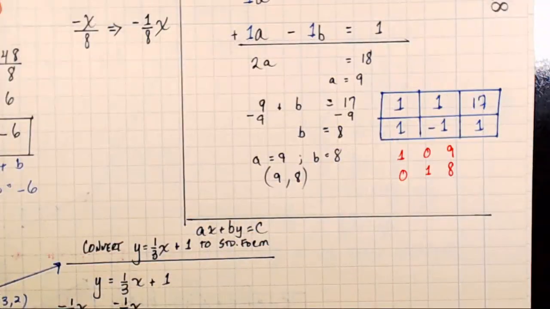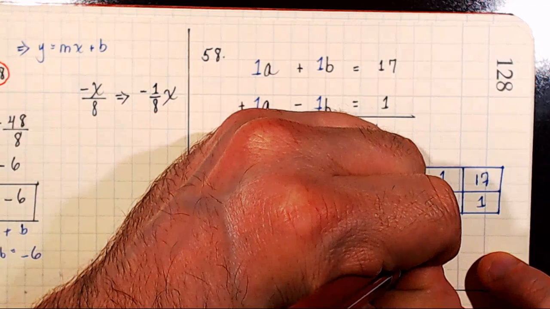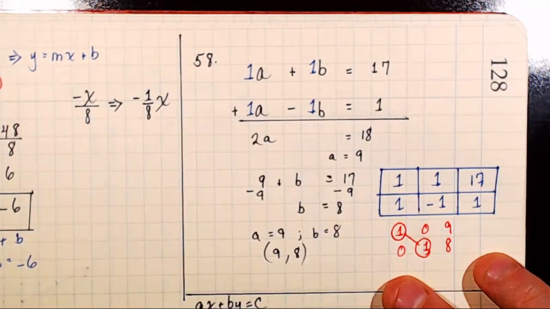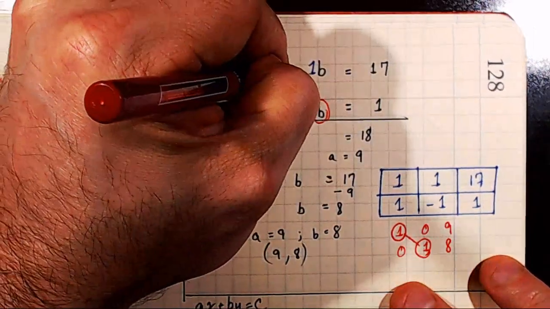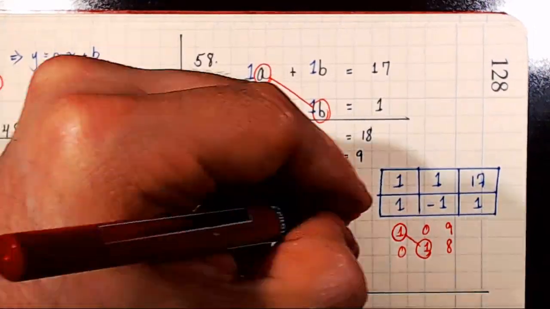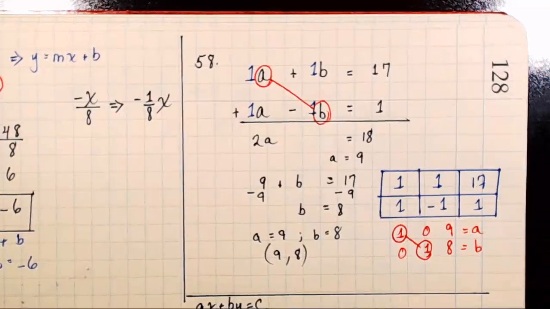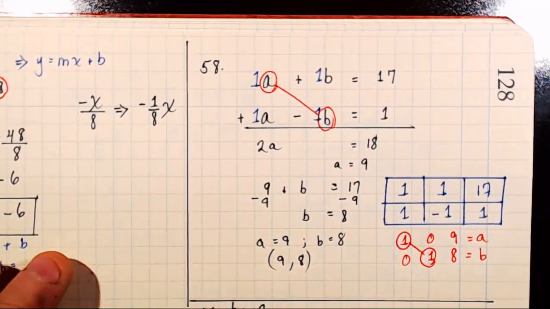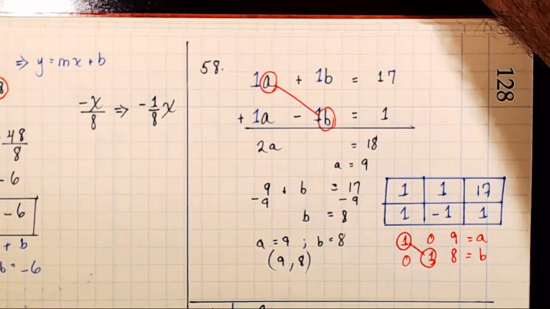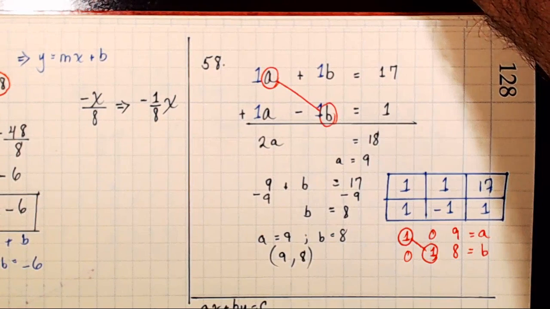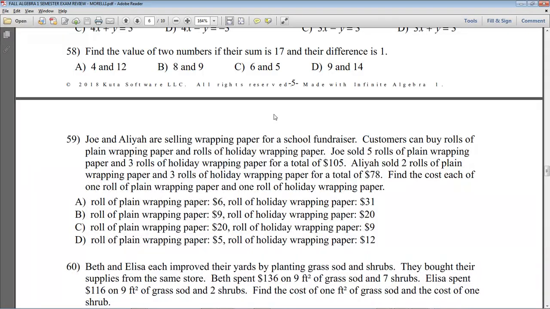And what that tells you is that the same way these ones are related to one another diagonally, so are A and B related to one another diagonally. So that means that 9 equals A and 8 equals B. Just what we found using elimination by addition. So what we're looking for is 9 and 8 in the first and second positions respectively, back in our answer choices.